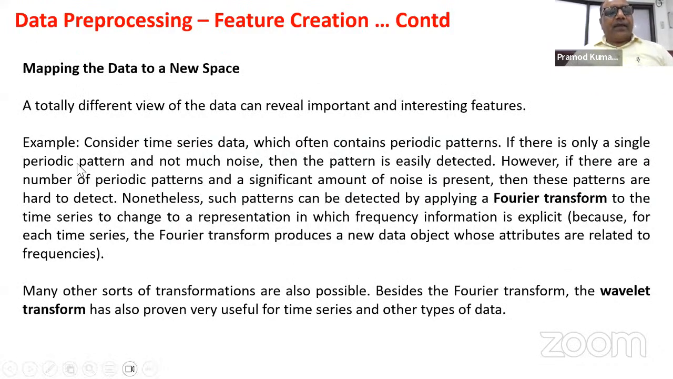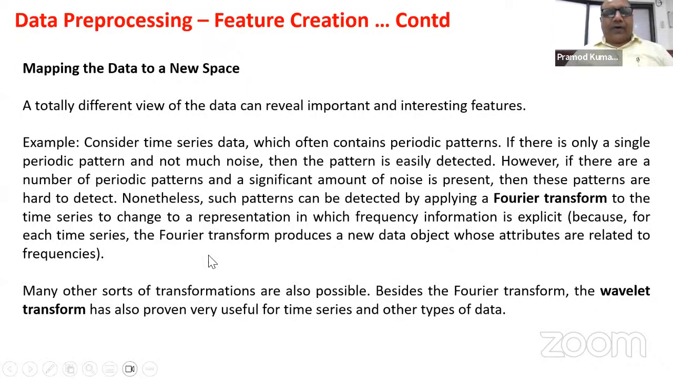So what is written here? Consider time series data, which often contains periodic patterns. If there is only a single periodic pattern and not much noise, then the pattern is easily detected. However, if there are a number of periodic patterns and a significant amount of noise is present, then these patterns are hard to detect. However, such patterns can be detected by applying the Fourier transform. Fourier transform is written only as an example. A lot of other methods are also there, for example the wavelet transform, which is written here also.